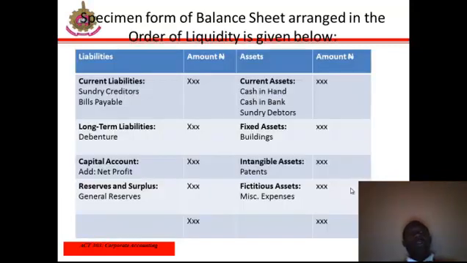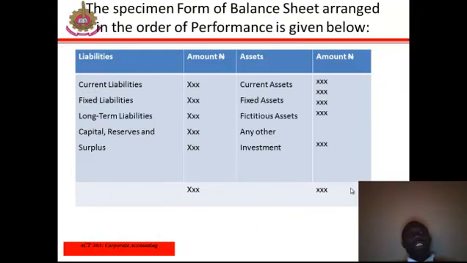This is a table showing specimen form of balance sheet arranged in order of liquidity. This is another table showing specimen form of balance sheet arranged in the order of performance.